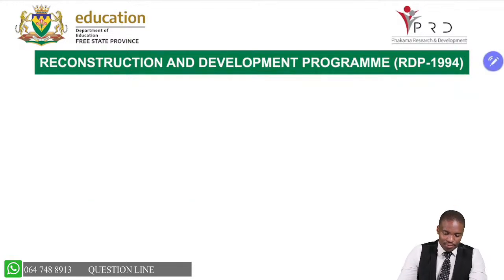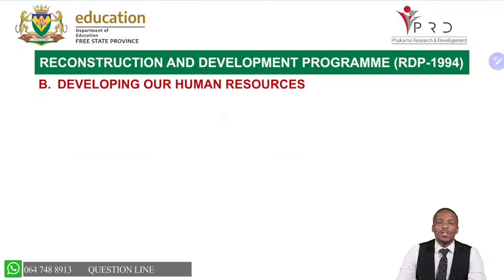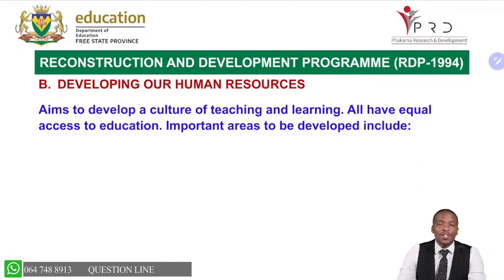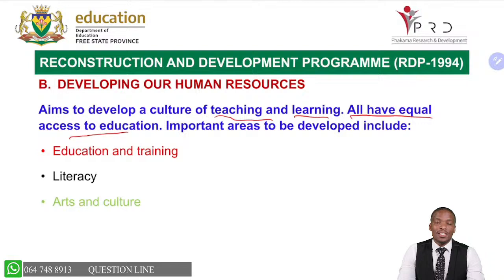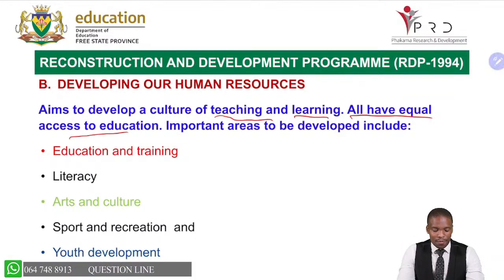B, it says we need to develop our human resource. It was there to say, let there be a culture of teaching and learning where everyone has got an equal access to education. Aspects that had to be covered or looked at are the issue of education and training, the issue of literacy, the issue of arts and culture, the issue of sports, recreation, as well as youth development.